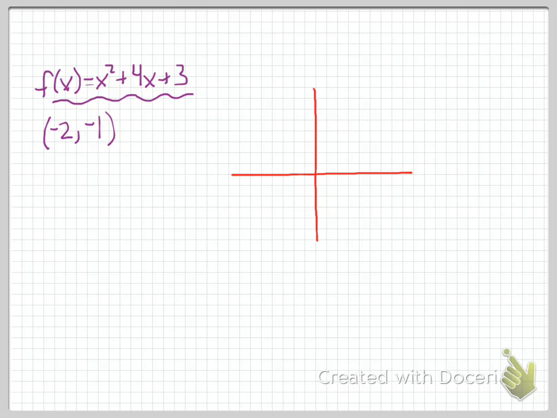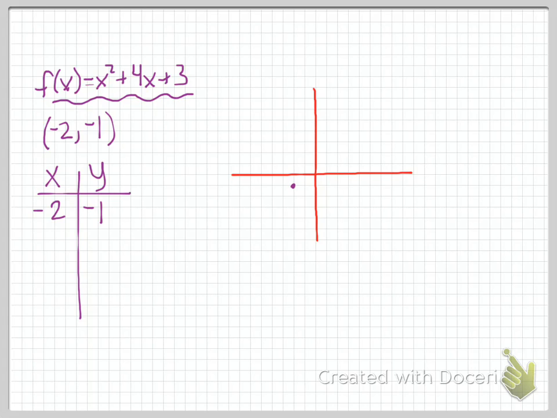So you would go over to your graph and go, okay, well, then I know that I go back 2 and down 1, I know that that's a vertex. So if I know that's the vertex, then I know that's one of the points. So if I want to know where the other points are, look around that point and pick some other x's.